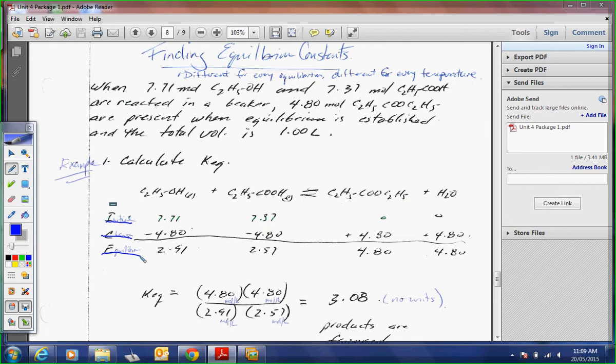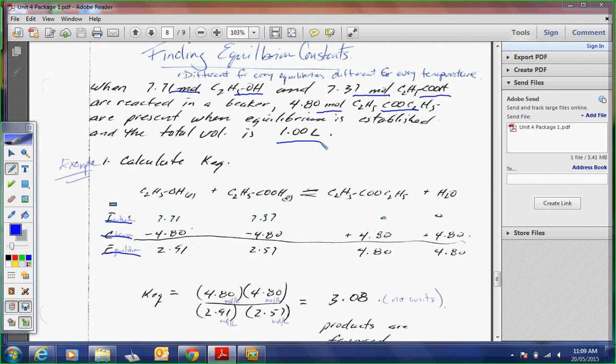So let's read the question. This is an esterification. So when that many moles of alcohol and that many moles of ethanoic acid reacted in a beaker, this many moles of ester were produced at equilibrium. The total volume is 1 liter.